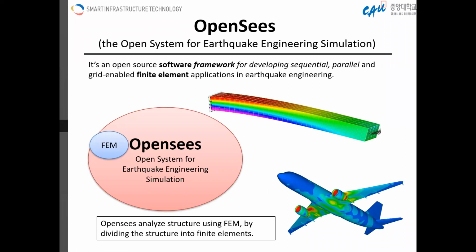It's an abbreviation of Open System for Earthquake Engineering Simulation. It's an open source software framework for developing sequential, parallel, and grid-enabled finite element applications in earthquake engineering. This OpenSees uses a tool named the finite element method in order to analyze structures by dividing the structures into small elements, finite elements. You can see these finite elements. This is the whole structure, which is divided into finite elements.